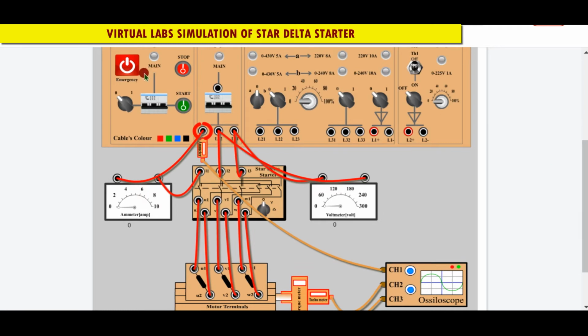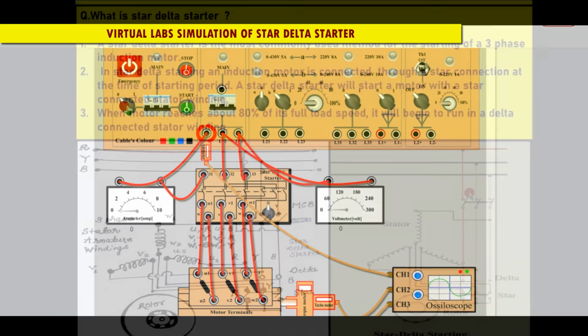Now you have to switch on the supply from here. This is the MCB, the miniature circuit breaker. So you can switch on this first.